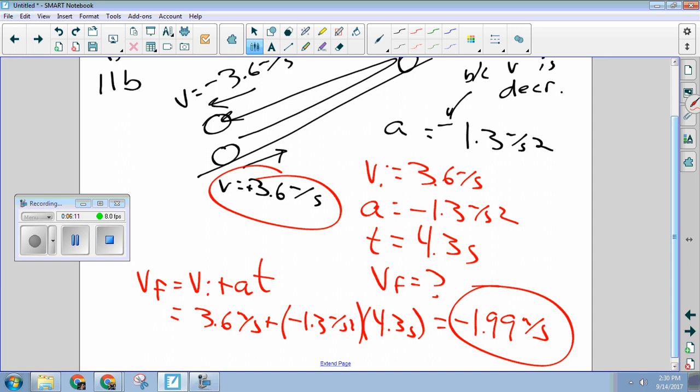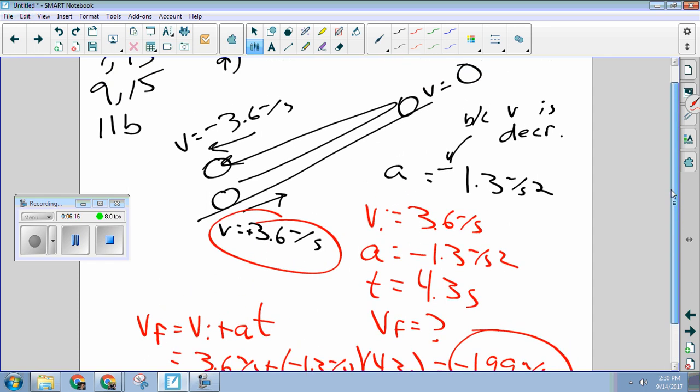It's telling me it's coming back down, right? So if you had to approximate, about how far down do you think it is? Ish. A little past half, probably, right? I don't know, somewhere in here-ish, right? So there you go. So at the end of 4.3 seconds, it's coming down at 1.9. Cool? Cool. Any problems with that?